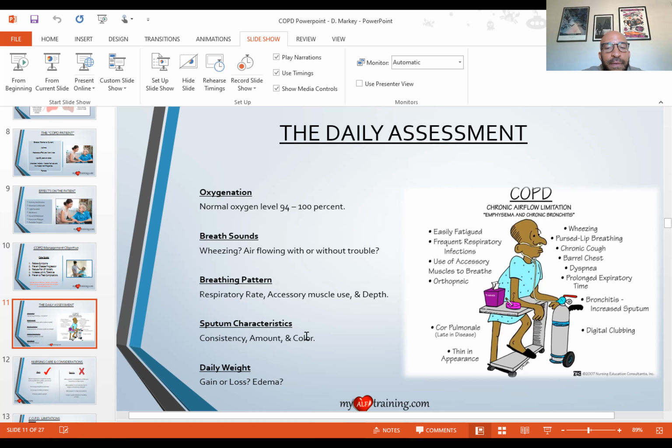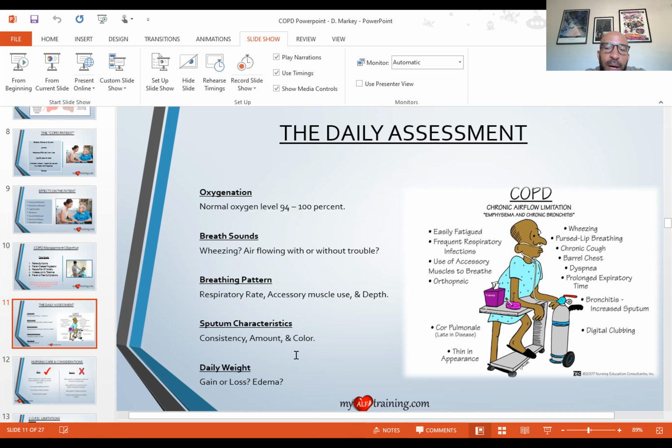What's going on? Everything we want to assess respiratory wise for this patient, and it's very important because not only is this going to help dictate our care of the patient for that day, but it's also going to let our other healthcare workers know whether the interventions that they're using to increase this patient's quality of life and manage their disease, whether those interventions are working and how well they're working. So we want to make note of all of these things.